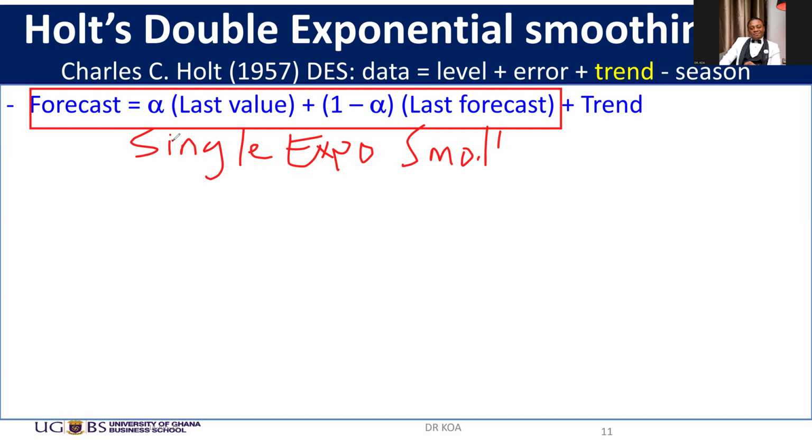So that was a method that we looked at. There was no trend. But now, in the double exponential smoothing, there is a trend. And this is that trend. So we have incorporated trend in addition to what we already know, and what we already know is the one in the box. So what Charles C. Holt actually did was to incorporate that trend, because he realized that some data has trend behavior.